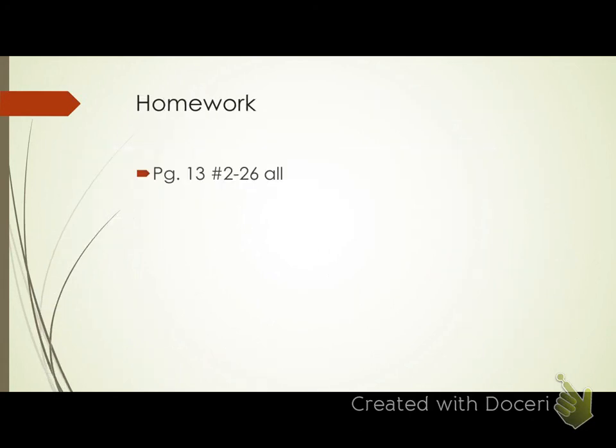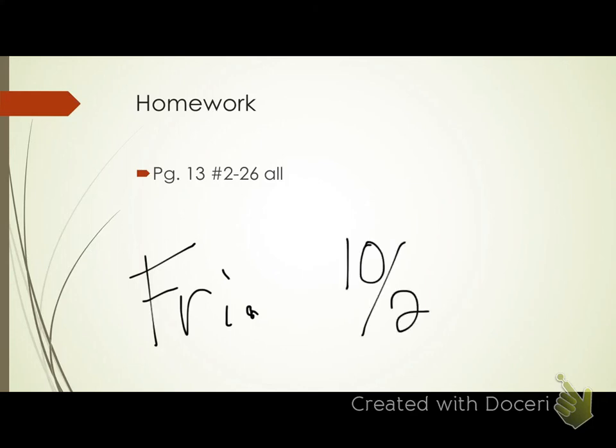So here's our assignment. Page 13, numbers 2 through 26 all. Yesterday for A group, I told them this would be due tomorrow, Thursday. But since I'm posting this so late, I'm actually going to push the due date back to Friday. So this will be due Friday, October 23rd. That's the due date for everybody. Due Friday, October 23rd on Canvas.